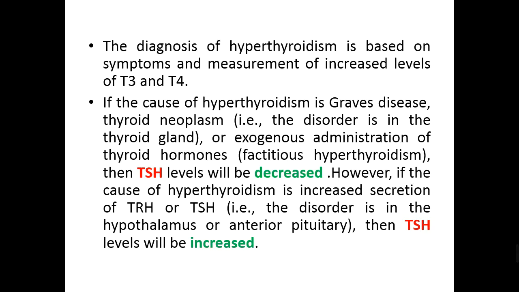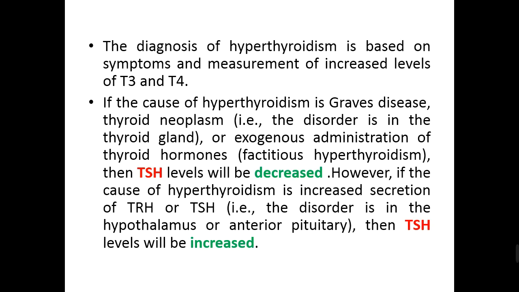For the diagnosis of hyperthyroidism, it is based on symptoms and measurements of increased level of T3 and T4. If the cause of hyperthyroidism is Graves' disease, thyroid neoplasm, where the disorder is in the thyroid gland, or if it is due to exogenous administration of high level of thyroid hormone that results in hyperthyroidism, then the TSH level will be decreased.